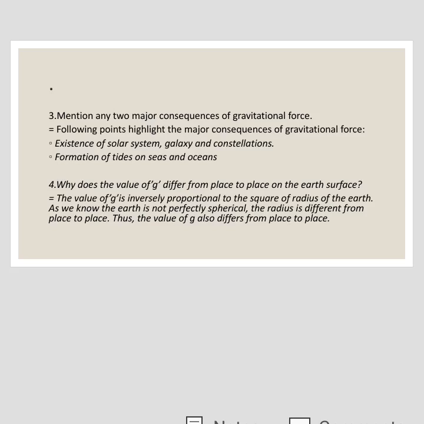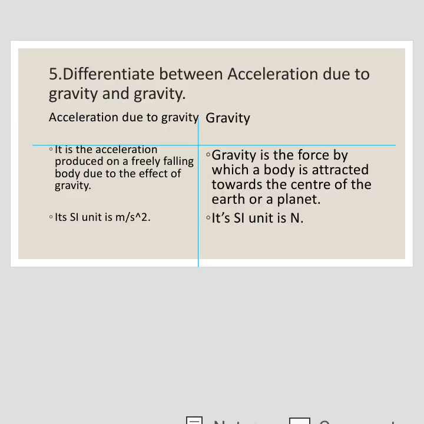And we have a relation that g is inversely proportional to r squared. The larger the value of r, the smaller g will be, and the smaller the value of r, the larger g will be. That's why, as the radius of the earth is different from place to place, the value of g is also different. Now question number 5.